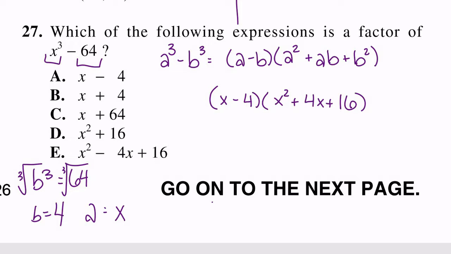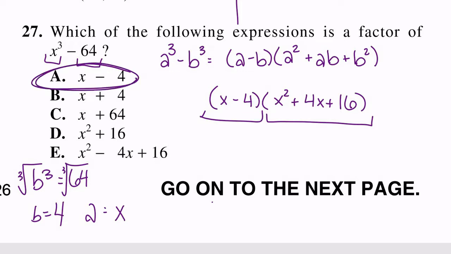So which of the following is a factor? Well, these are two of our factors, x minus 4 and x squared plus 4x plus 16. Do we see either of these in our answer choices? Yes. Our answer choice A is x minus 4, which is one of our factors. Looking at option E, that's pretty close to our second factor, but this would need to be a plus instead of a minus. So E is not correct.